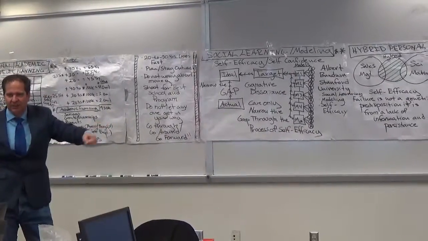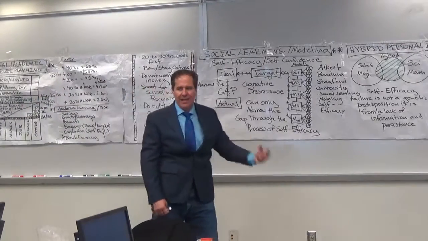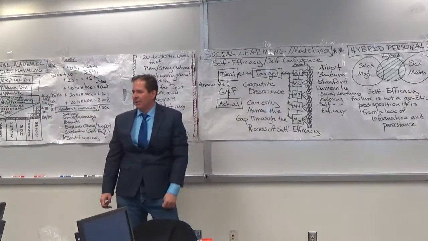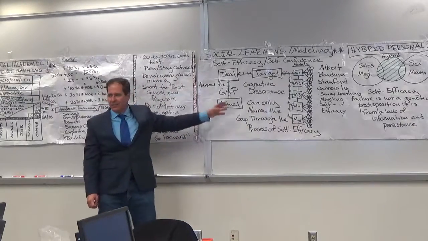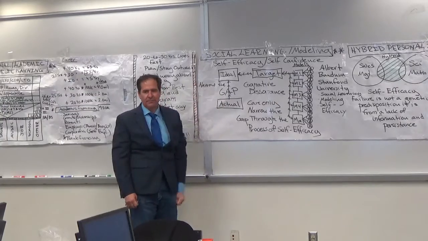I want to be successful. Therefore, I'm going to emulate their attributes, them as models, and I'm going to try to close this cognitive dissonance so that I can get to my ideal or my target self.